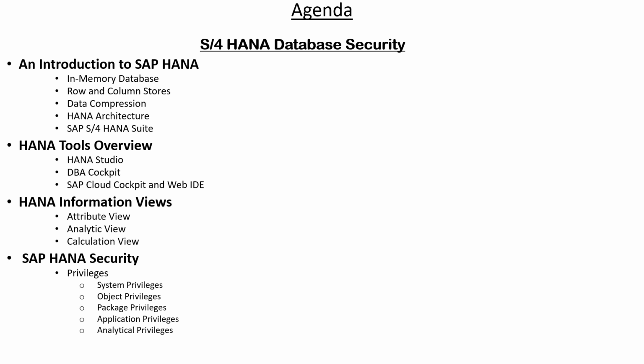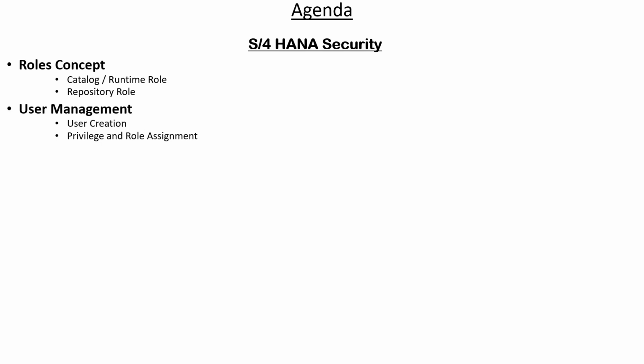After information views, we move into the core security aspects. The core security aspects include the privileges: system privilege, object privilege, package privilege, application privilege, and analytical privilege. The top four are something which we cannot build. These are system defined or indirectly created ones; we cannot directly create these privileges. The one privilege which we can create is analytical privilege. We will deep dive into analytical privilege, see the types of analytical privilege, what a dynamic analytical privilege is, and how to build it.